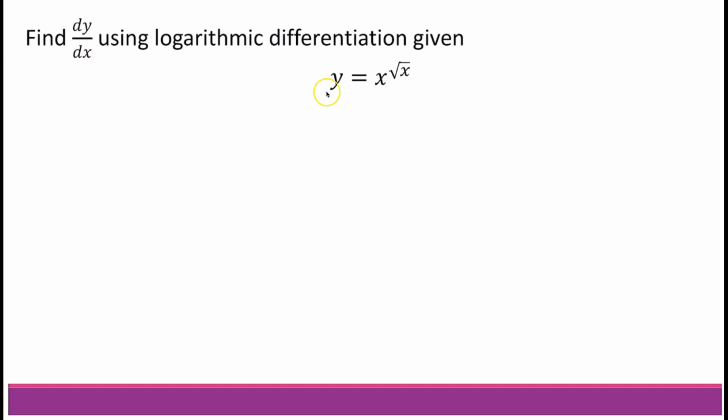All right, let's do another one. Find dy dx using logarithmic differentiation. We'll start by taking the natural log of both sides.